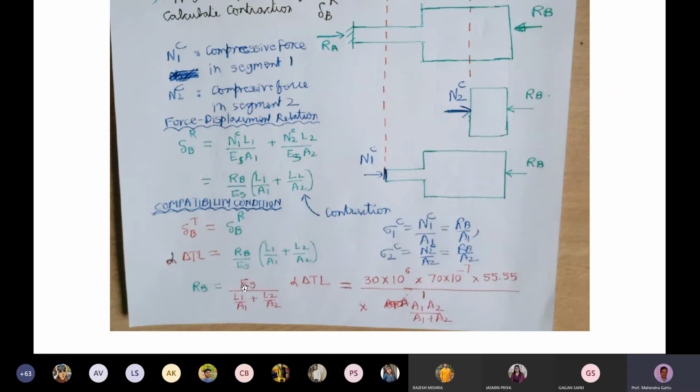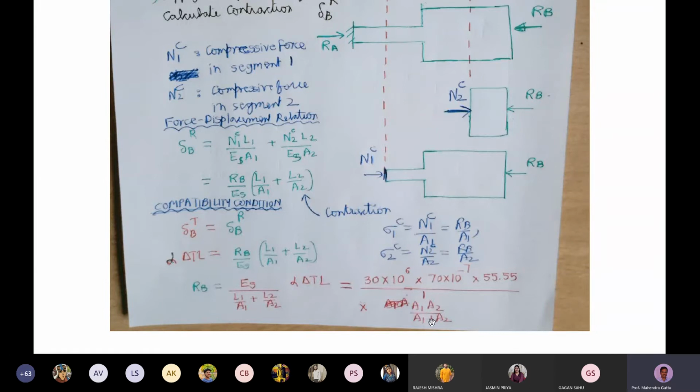So we can substitute our values here. ES is 30 into 10 power 6 pounds per inch square. Alpha value is 70 into 10 power minus 7 per degree centigrade, and delta T is 55.55 degrees centigrade. And here L1 and L2 are equal to L, so we can cancel out the L terms, and we have A1 plus A2, and A1 A2 will go to the numerator.